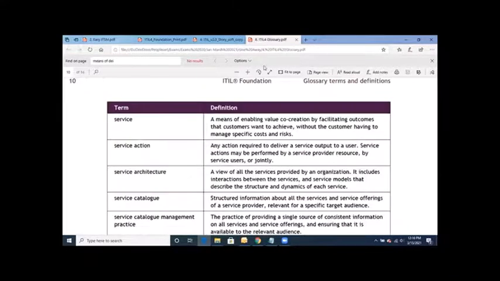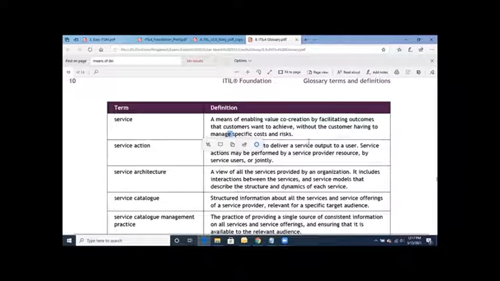Now, when you look at the ITIL 4 glossary, it says it's a means of enabling value co-creation. So this means it is not only the service provider who is delivering value, the service consumer is also helping in the creation of the value. Both together are creating value for each other. So this word co-creation has come in ITIL 4 literature in place of value delivering. It's a means of enabling value co-creation by facilitating outcomes the customers want to achieve without the customer having to manage specific cost and risk.